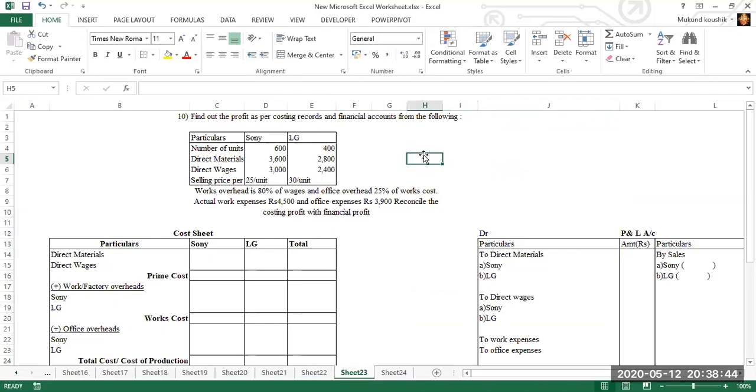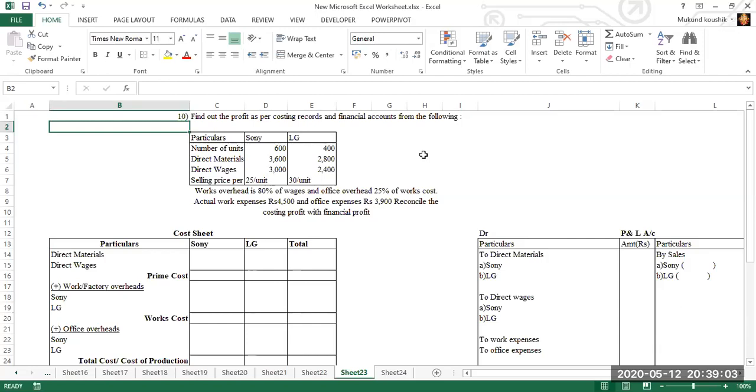Now again let us go to question number 10. See, this question number 10 is entirely different from all the problems which we have discussed earlier. Now in this problem again they have given find out the profit as per costing records and financial accounts from the following. So normally they used to directly give the profit as per cost accounting and profit as per financial accounting.